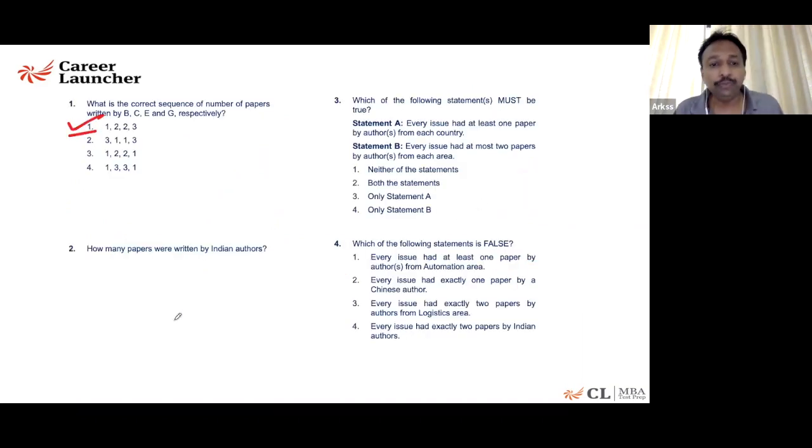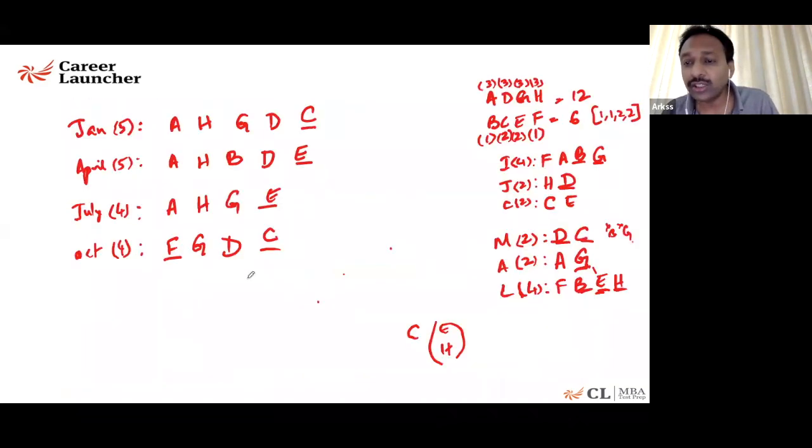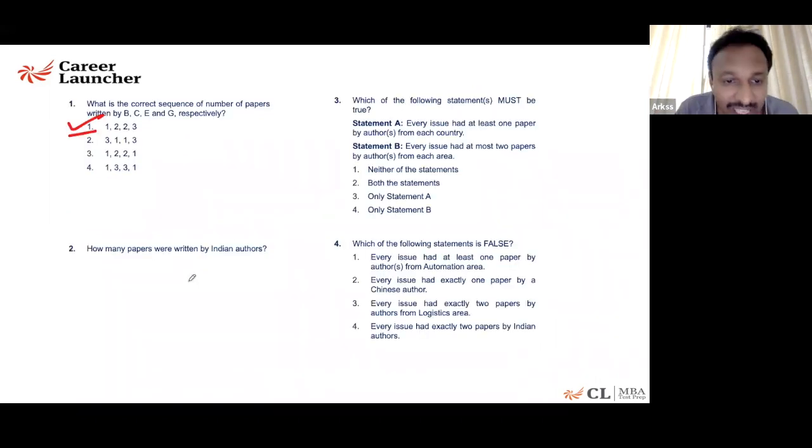This is my answer. How many papers were written by the Indian authors? Now F is 1, A is 3, B is 1, G is 3: 6, 7, 8. This is 8.